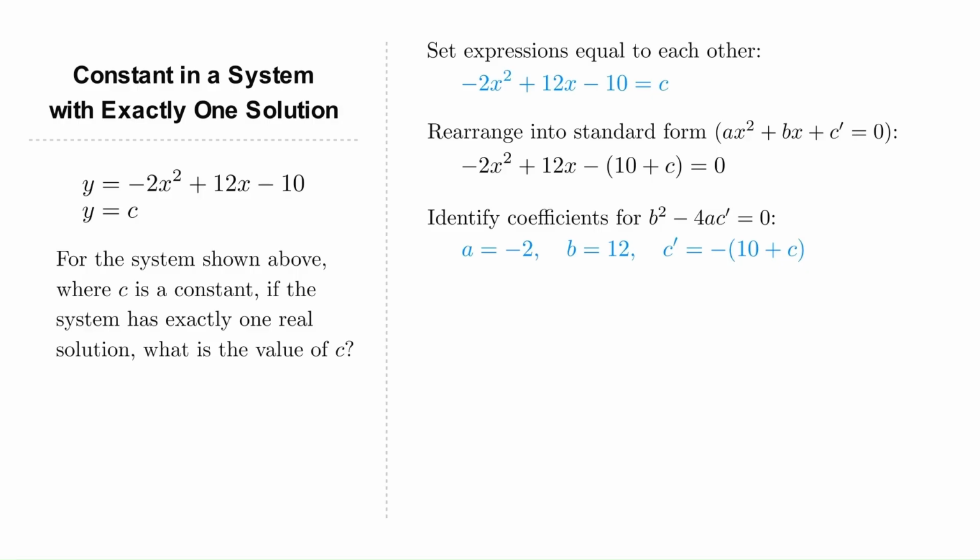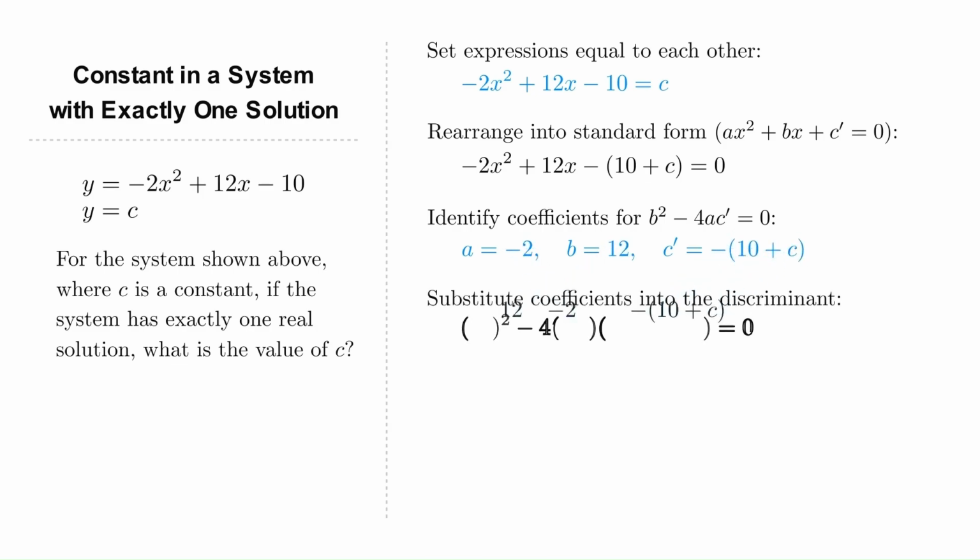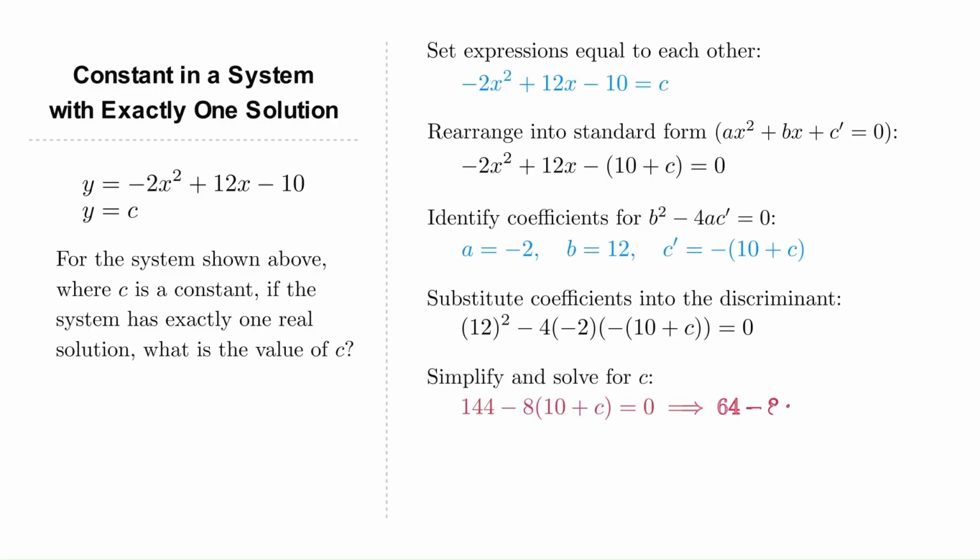Because the system has exactly one real solution, we set the discriminant equal to 0. Substituting our values, we get an equation which we can solve to find c. To solve for c, we expand terms, use the distributive property, and simplify like terms, which will give us that c equals 8. So, our final answer is c equals 8.